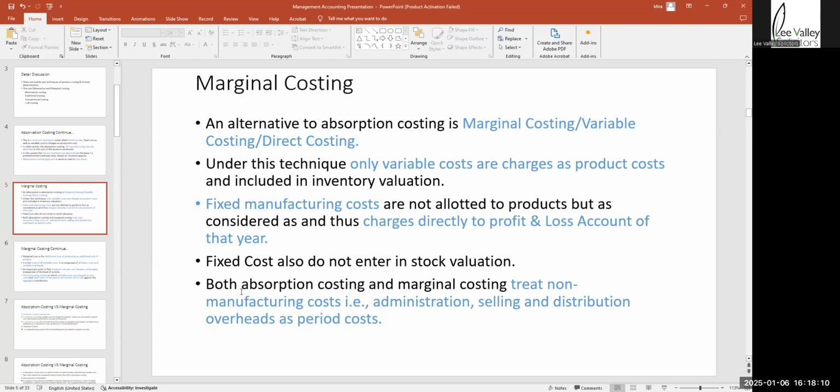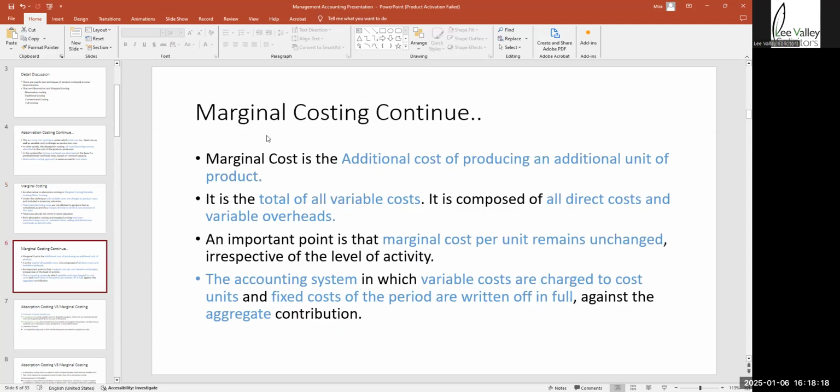Both absorption costing and marginal costing treat non-manufacturing costs, for example administration, selling, and distribution overhead, in the same way. Marginal cost is the additional cost of producing an additional unit of product. It is the total of all variable costs. It is composed of all direct costs and variable overheads.